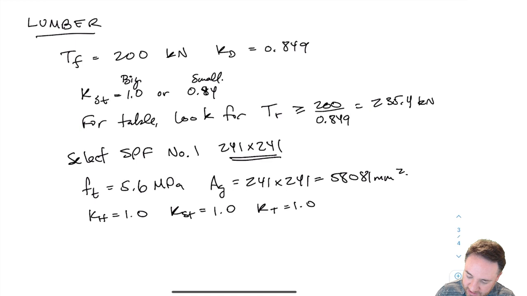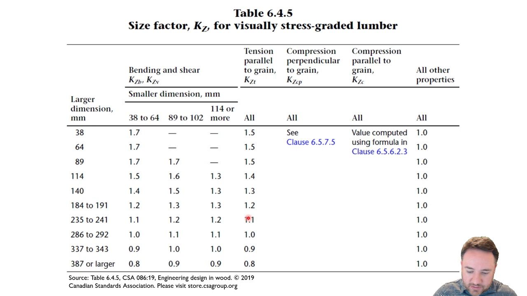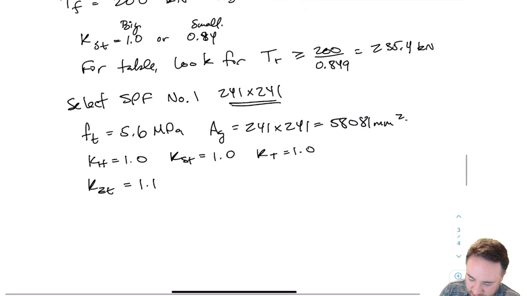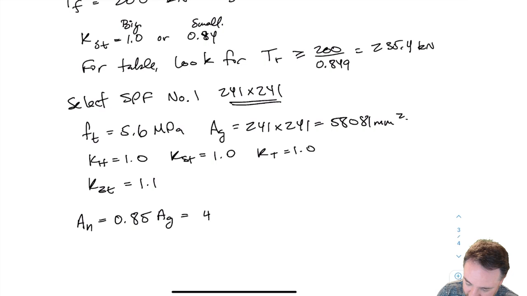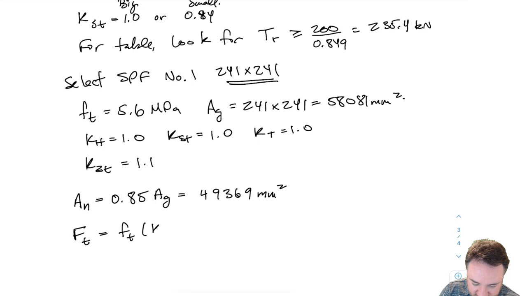And the last one is my KZT, which I have to get from a table. It's this table here. And my KZT, so I'm looking, larger dimension is 241. So I'm here and I read across to KZT and I get a KZT of 1.1. Okay, so now I'm going to find my net area, AN, and we assumed that it's 0.85 times AG. This is not always the case, obviously. This is an assumption that we made. So usually I have to calculate the actual net area. But in this case, that's going to be 49,369 millimeters squared.